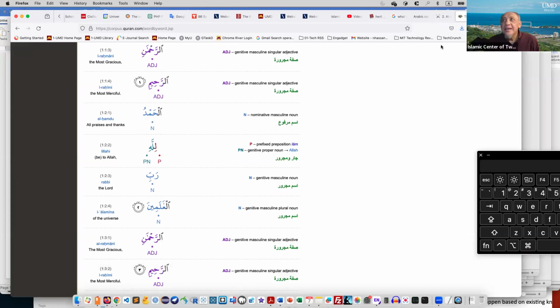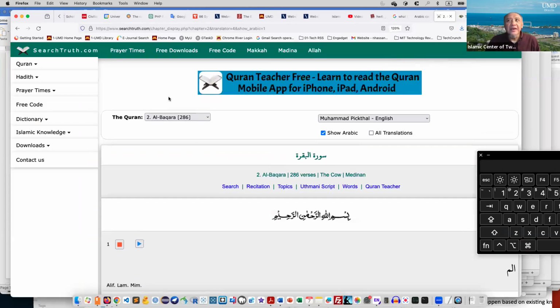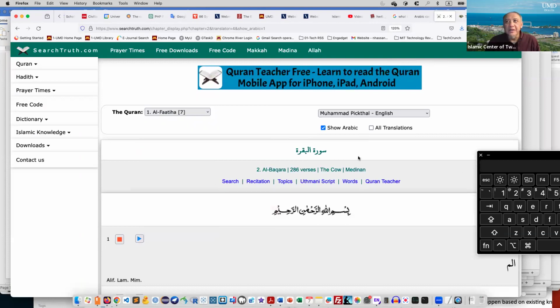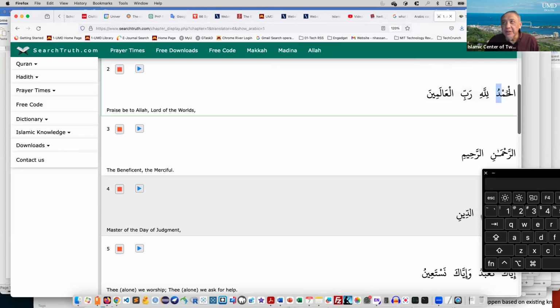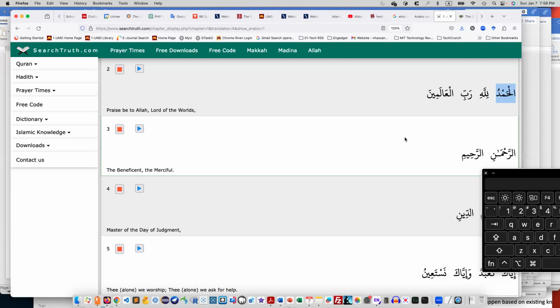Let's take a look at Al-Fatiha here, just so that everybody doesn't get confused. First of all, let's see if we can figure it out. What did I say about isim jumla ismiya? Maybe it starts with an isim. Is alhamdu an isim? Yes, isim marfu. How do you know it's rafa? Because of the dhamma. Alhamdu, very good.